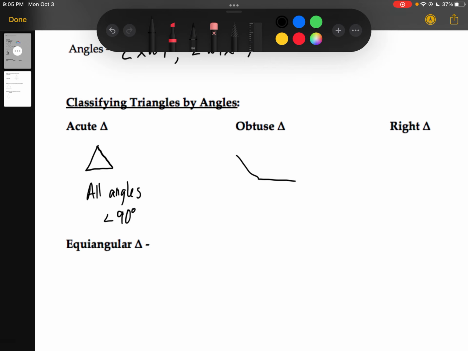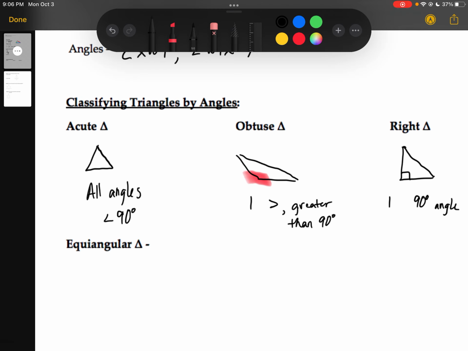For an obtuse triangle, we have one angle that is greater than 90 degrees. So here we could see that this one is obtuse because that is greater than a corner, bigger than a corner. It's greater than 90 degrees. Lastly, a right triangle has one individual 90-degree angle.